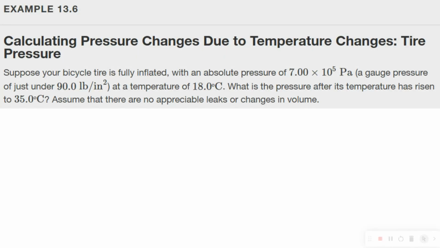Let me find this problem here. So we have a bike tire that's fully inflated with an absolute pressure of 7 times 10 to the 5th pascals, right? And that's just under 90 pounds per square inch, at a temperature of 18 degrees Celsius. What is the pressure after the temperature has risen to 35 degrees?